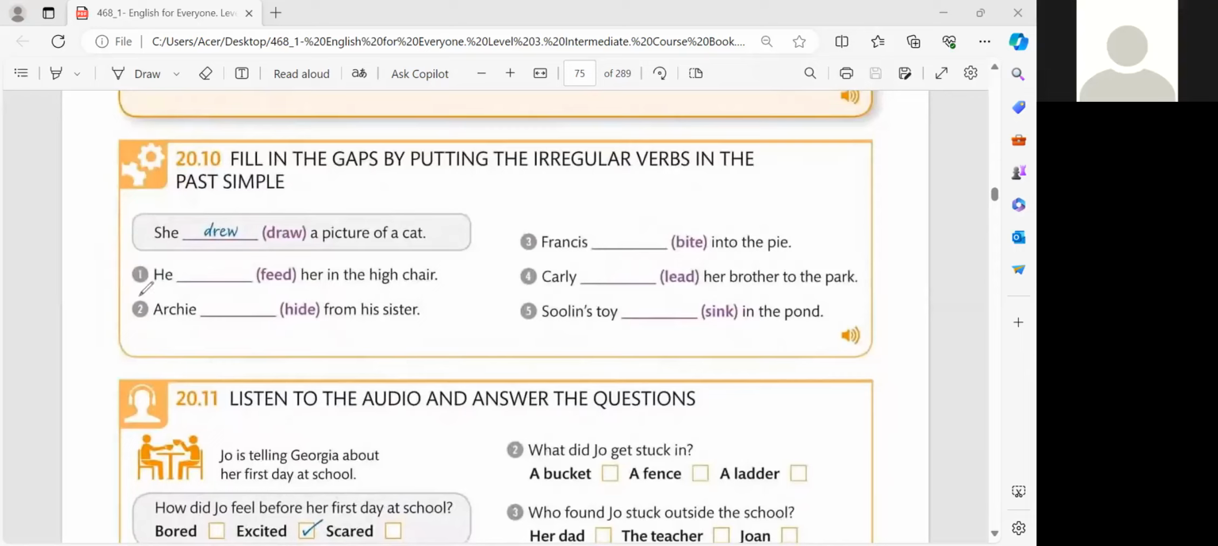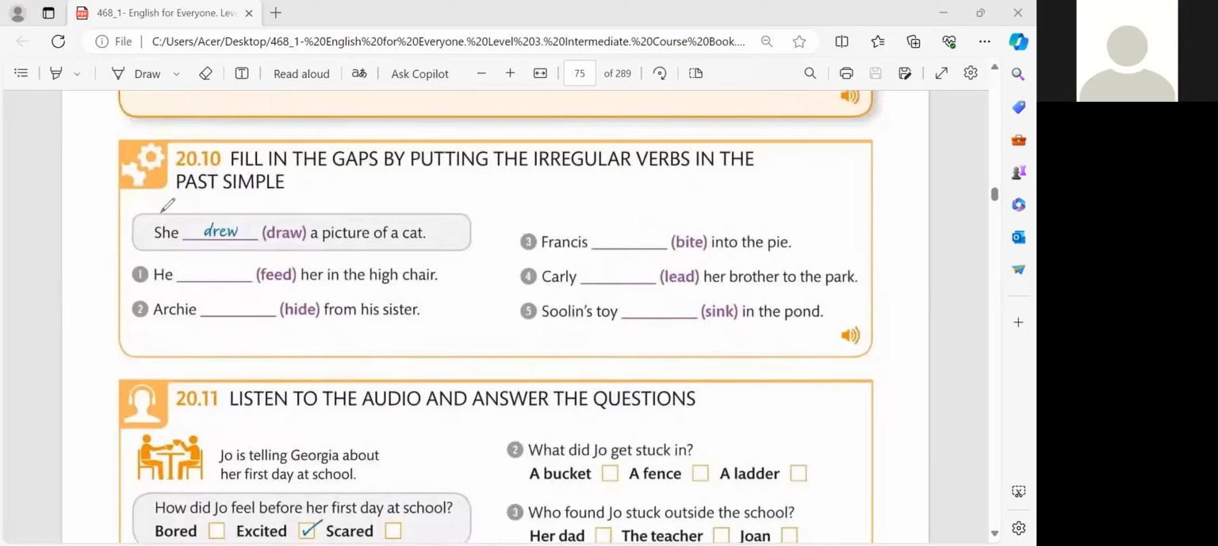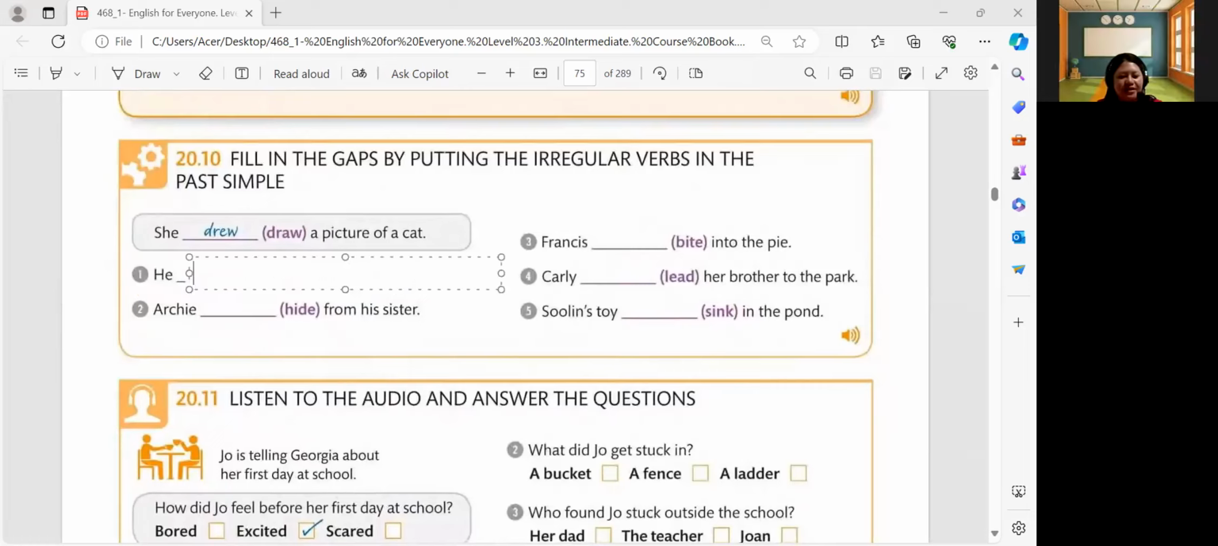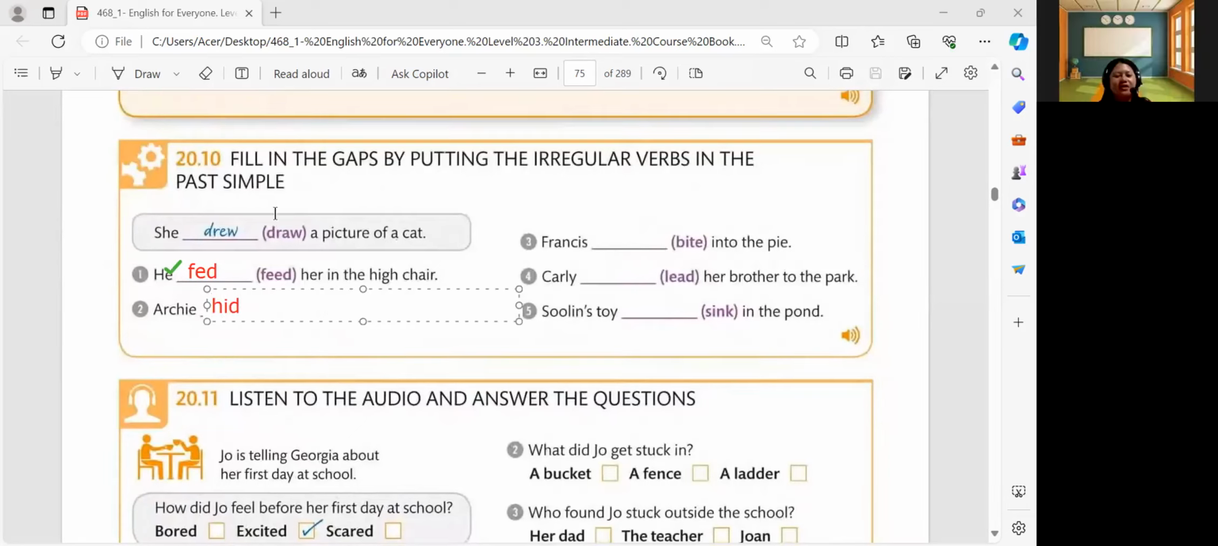All right, let's start with number one. Please read the question. He fed her in the high chair. Okay, he feed her in the high chair. So the correct answer will be: He fed her in the high chair. Correct. It's fed. How about number two? Archie hid from his sister. Okay, Archie hide from his sister. The correct answer is hid. Okay, this one.